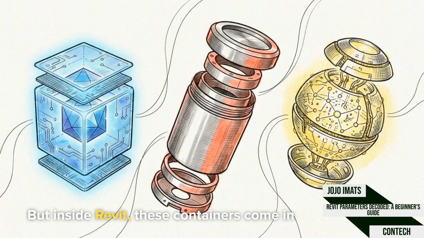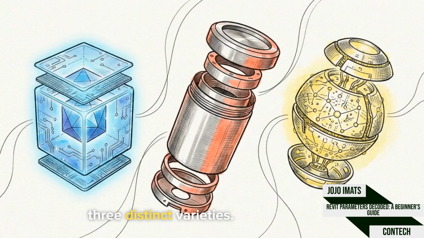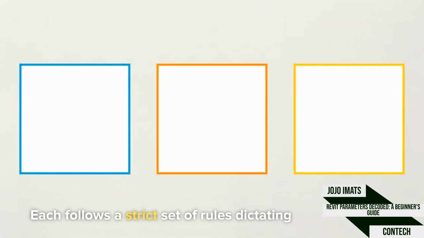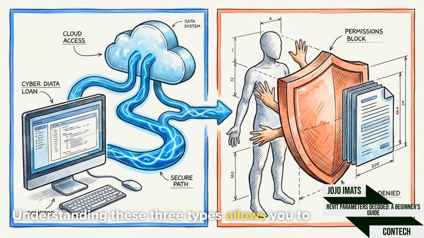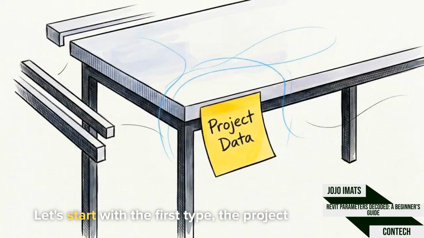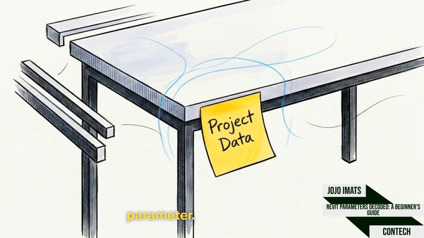But inside Revit, these containers come in 3 distinct varieties. Each follows a strict set of rules dictating exactly how its data is allowed to behave. Understanding these 3 types allows you to control where your information is allowed to travel and who has the permission to change it. Let's start with the first type, the project parameter.